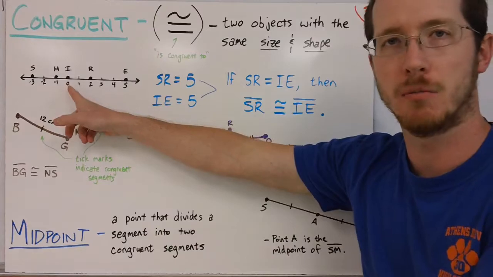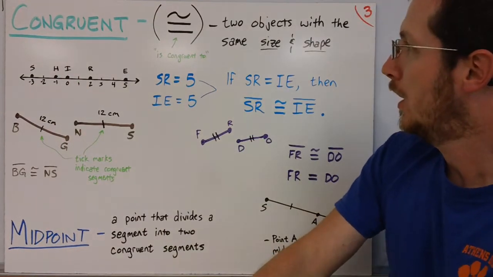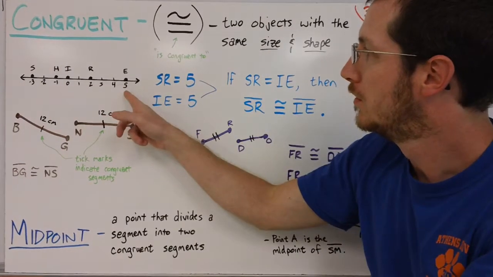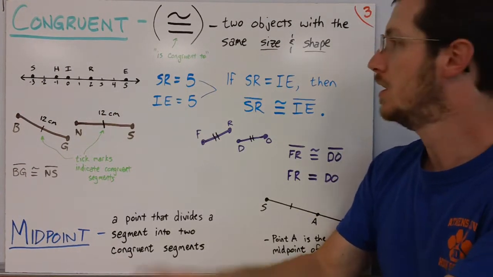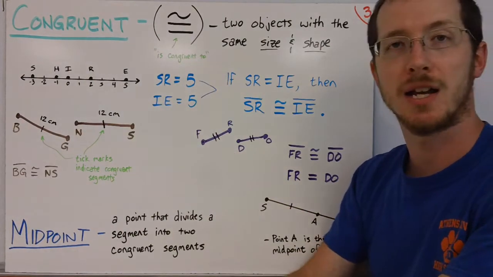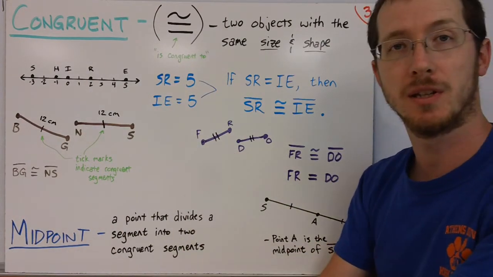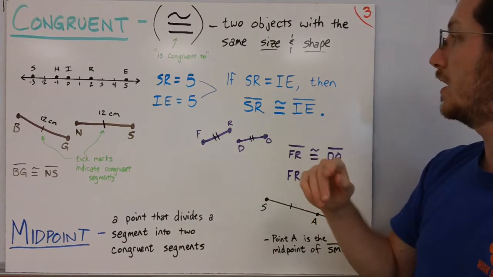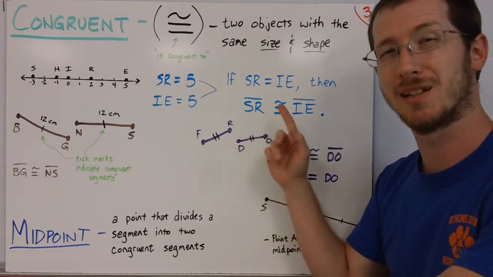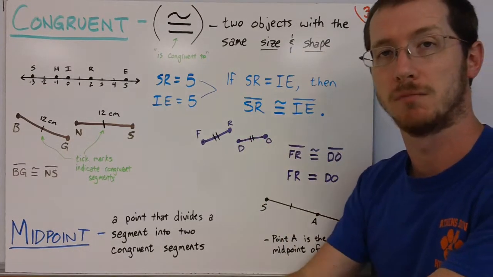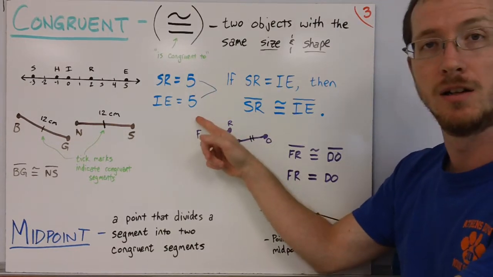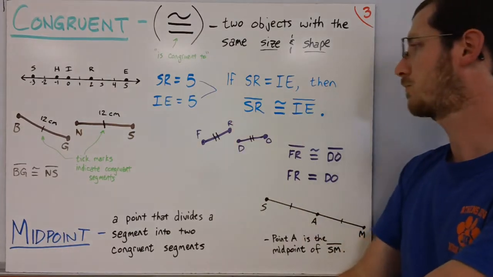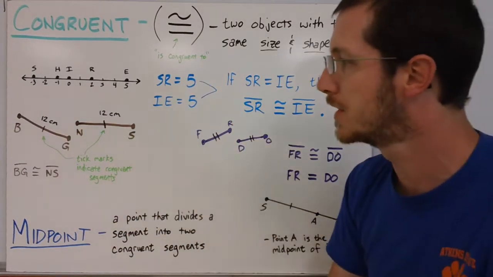All right, looking at our number line again with our 5 points. We already found out that SR is 5. IE is also 5. So segment SR and segment IE both have the same measurement. All segments are the same shape. So SR equals IE, therefore segment SR is congruent to segment IE. So the same size, meaning they have the same length, and the same shape, all segments are the same shape, so they're congruent.